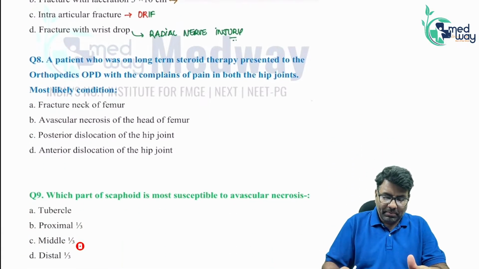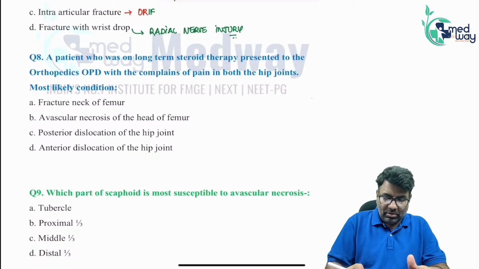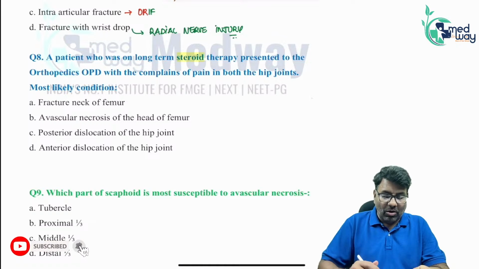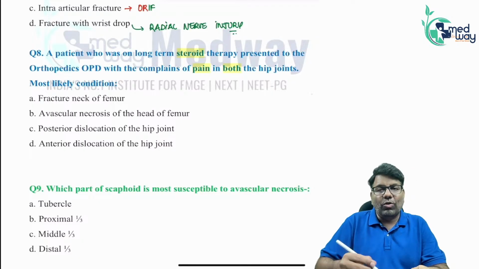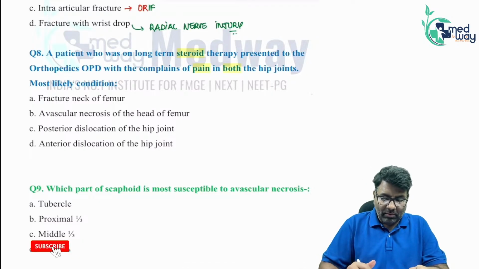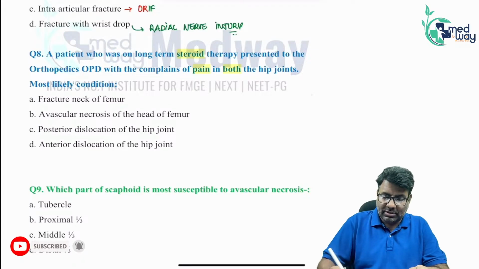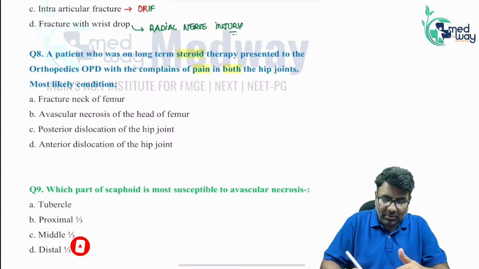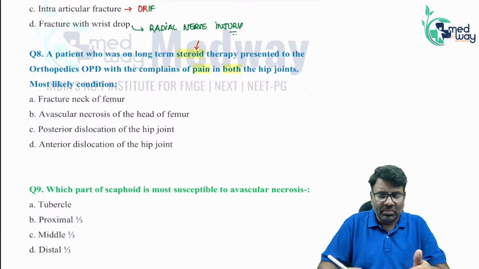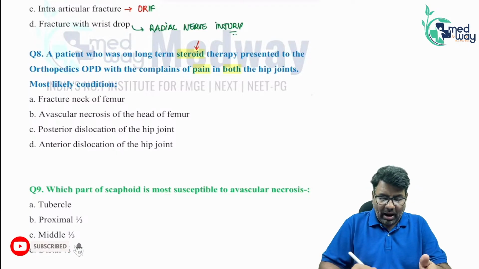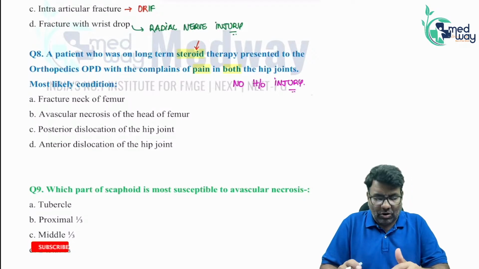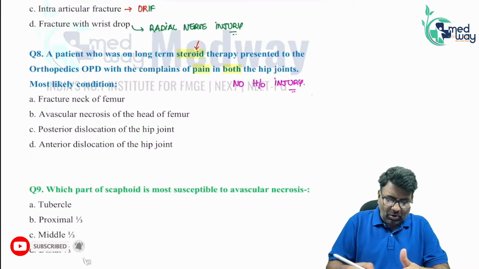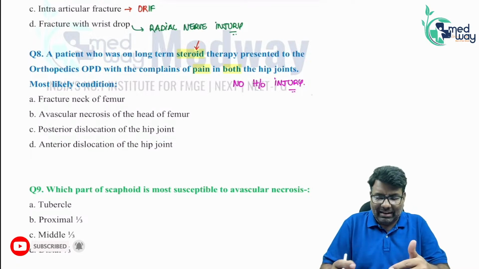Then the next question: a patient was on long-term steroid therapy. Now he presented with pain in both the hip joints. Now what can be the condition here? One of the things mentioned specifically is that the patient was on long-term steroid therapy, maybe for some condition, and here there is no history of injury, right? So there is no history of trauma.